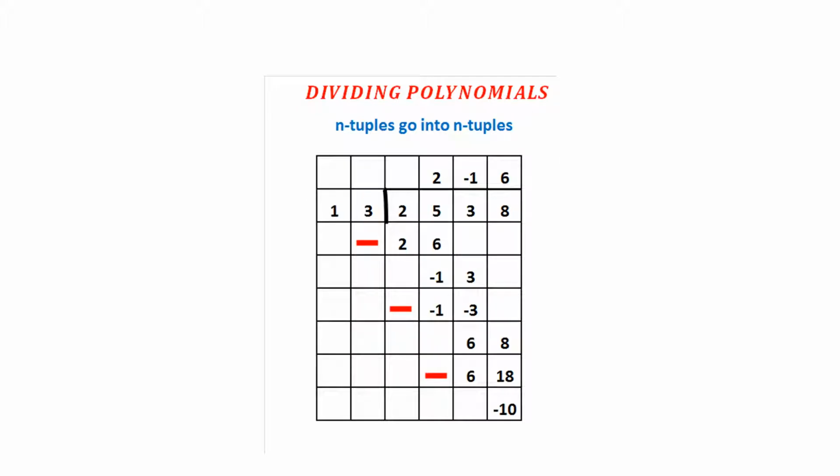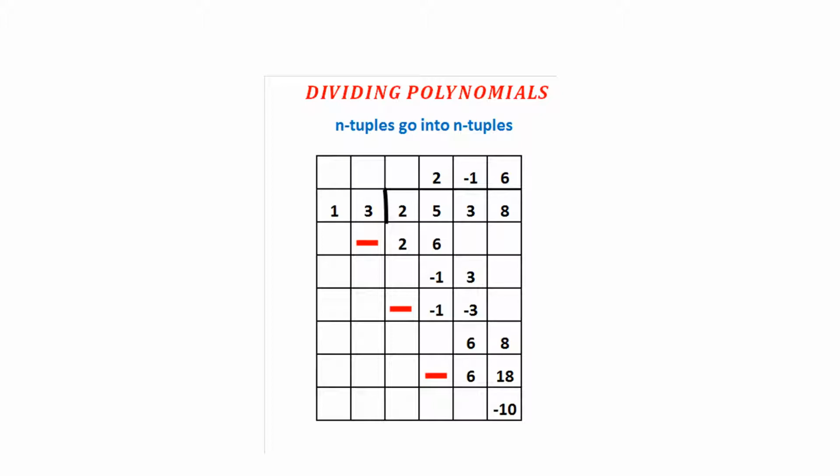Here we have division. Now, n tuples go into n tuples. We're dividing by the tuple 1, 3. That's a 2 tuple. So a 2 tuple goes into a 2 tuple. So when we start off, 1, 3 is going into 2, 5. And you ask yourself, how many ones go into 2? We're trying to eliminate the 2 as we divide. 2. So we put the 2 above the 2, 5.